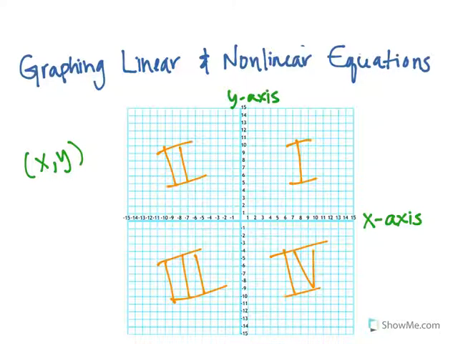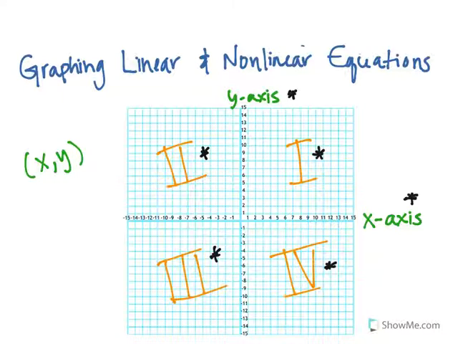Today we're learning how to graph linear and nonlinear equations. In order to be able to graph these types of equations, you need to understand a few basic things about the quadrant system and the coordinate plane that we use. So here I've gone ahead and labeled the quadrants. Here we've got quadrant 1, quadrant 2, quadrant 3, and quadrant 4. And I've also labeled the x-axis, which is the horizontal axis, and the y-axis, which is the vertical axis.